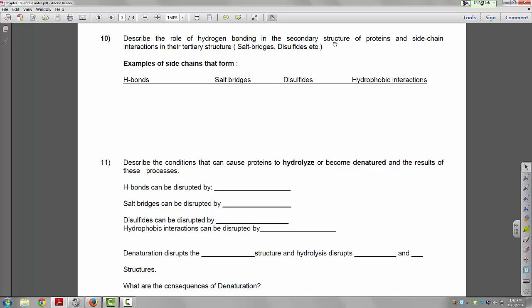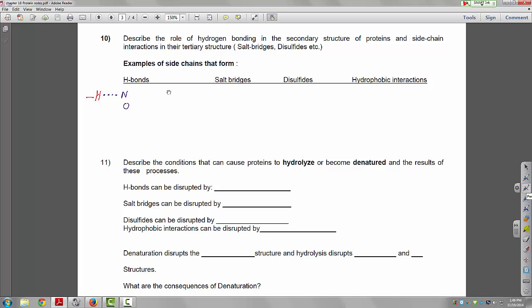Describe the role of hydrogen bonding in the secondary structure of proteins and in side chain interactions. Okay, so there's all these different side chain interactions. Hydrogen bonds, you know what a hydrogen bond is. You have a hydrogen, and that's a through space interaction to maybe a nitrogen, or it could also be to an oxygen.